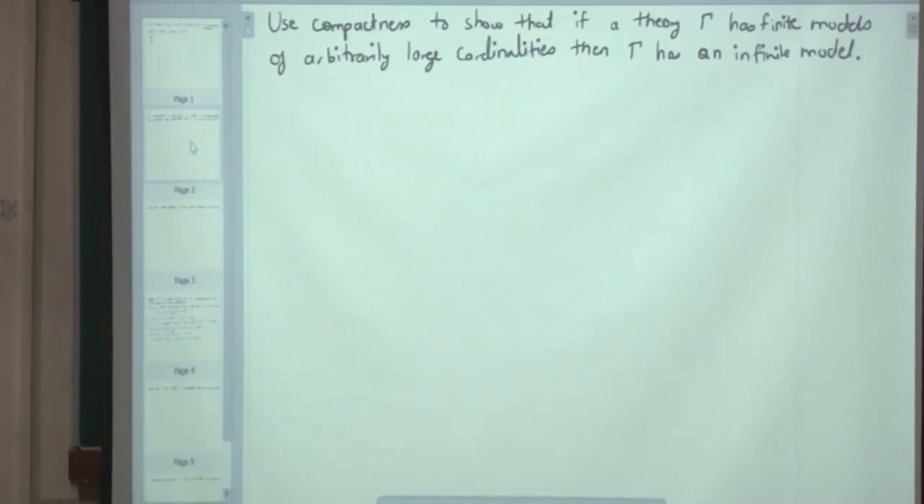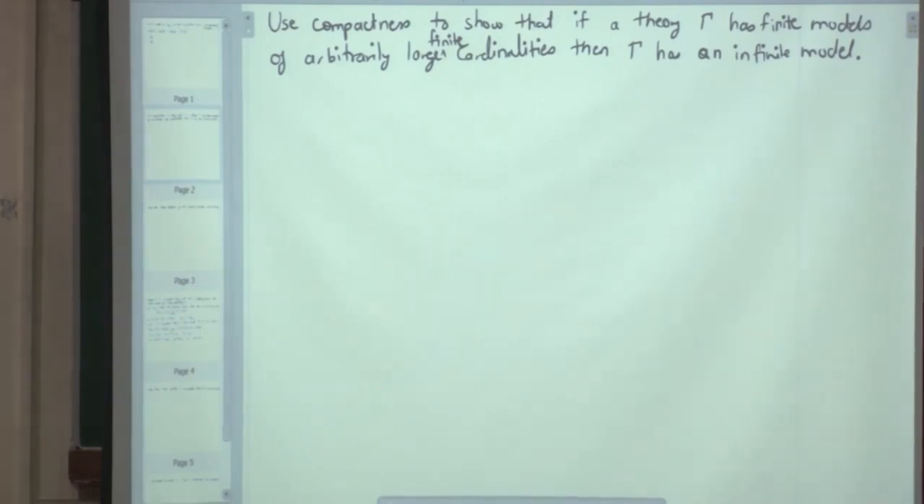Okay, let's do another simple exercise. Yeah, this is a standard application of the compactness theorem. Okay. So, what we are trying to say here is that if a theory gamma is satisfiable, if it has models of arbitrarily large finite cardinalities, then show that gamma has an infinite model.